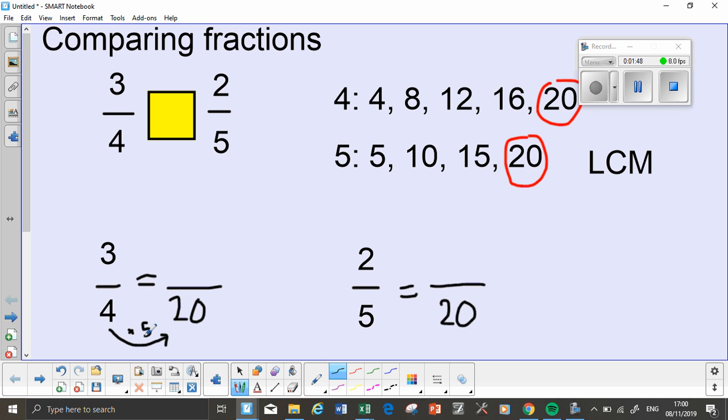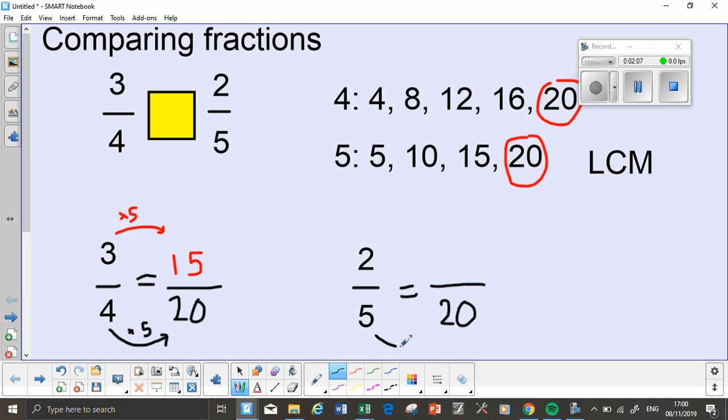Okay, and this is a really important step. Whatever you do to the denominator, you must do to the numerator. So you've also got to times 3 by 5. Okay, so 3 times 5 is 15. And then you repeat the process.